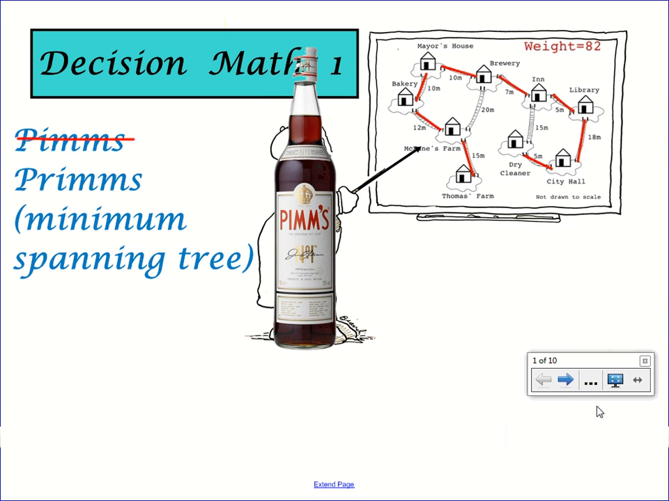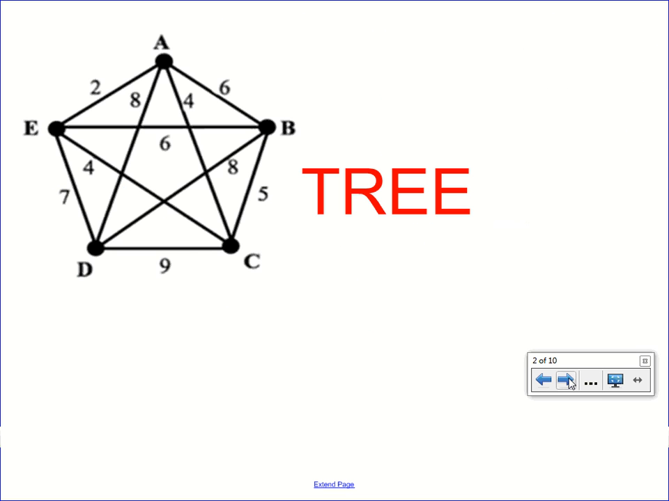Okay, so Prim's is going to do what Kruskal's does. Prim's is going to find a minimum spanning tree, but in a different way. Okay, so reminder, what is a tree? I'll write it up. Do you remember what a tree is?